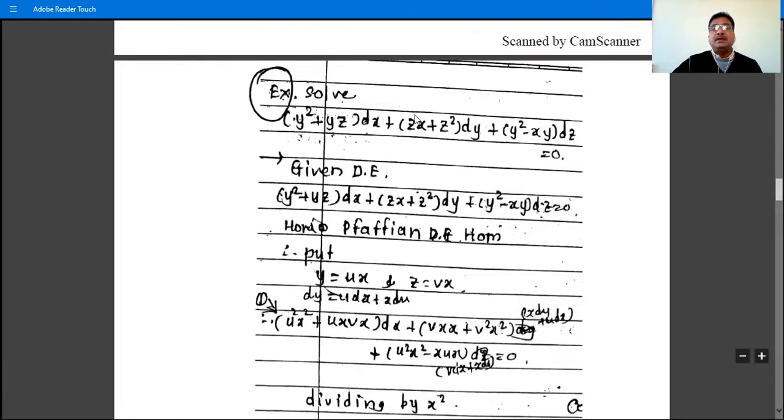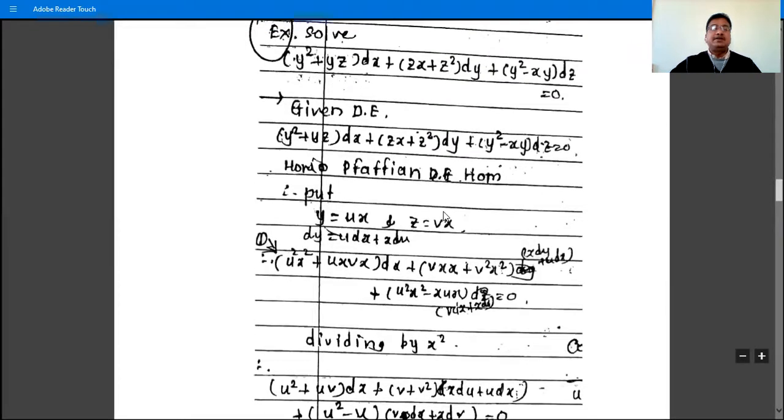Because if we observe the addition of the powers of x, y, z, y is raised to 0, z raised to 1, x raised to 1, so the addition is 2. Similarly, this is a homogeneous function of degree 2. This is a homogeneous function of degree 2. And therefore all these P, Q and R, all three, are homogeneous functions of degree 2 in x, y, z, and therefore this given differential equation is a homogeneous Pfaffian differential equation.